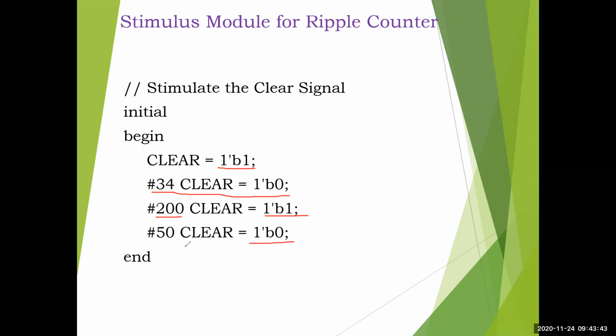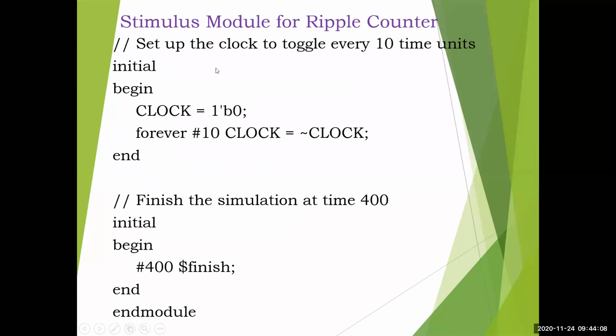We can write the finish also here, but we have written finish as a separate one, because if we give it here we have to add the delays. If it is given from another initial block, that means it is 0 plus that. Here it is 0 plus 34, 34 plus 200, 234 plus 50, 284. So finish should be given after 284. So we'll write it in a separate initial block. See here, set up the clock to toggle every 10 time units.